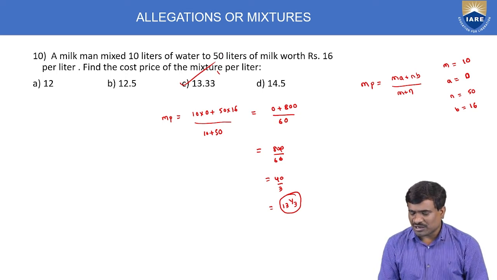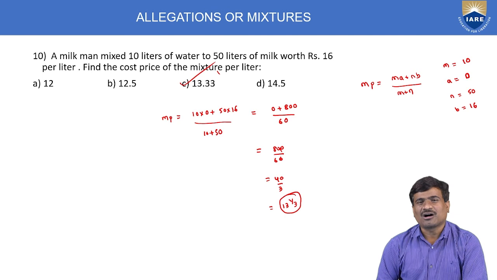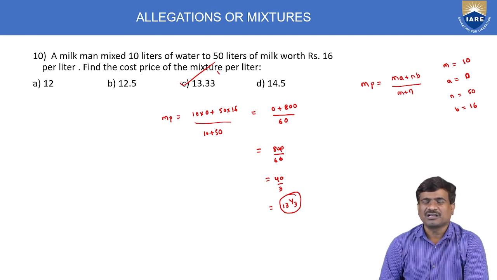This is about the allegation concept. Important problems in the allegation concept. In profit and loss, the types of questions are given. Apply the operator: profit indicates plus operator, loss indicates minus operator.